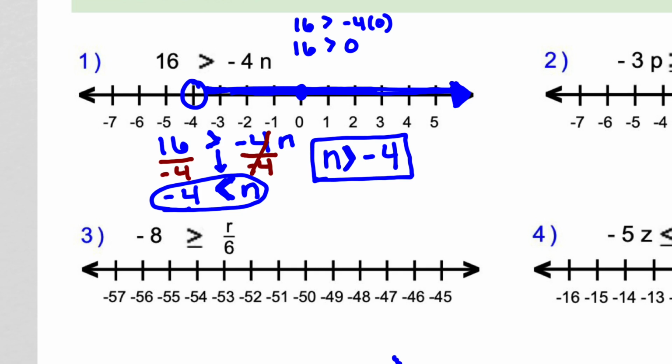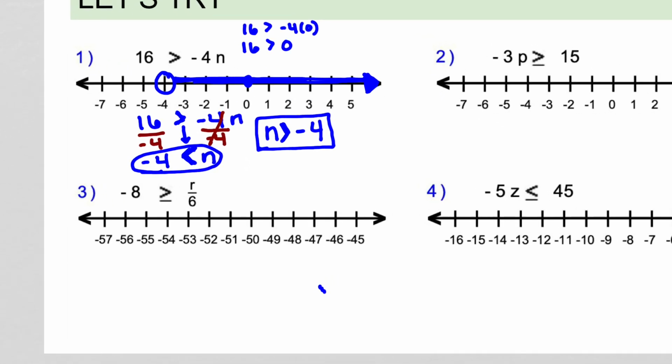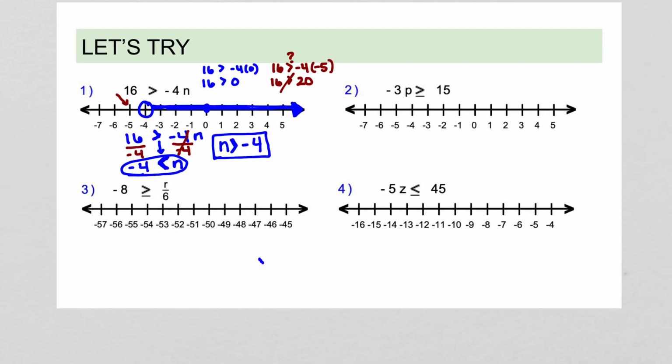But what if I had shaded wrong? What if I said, let's say, what if I picked this number right here? What if I picked negative 5? I'd have 16 is greater than negative 4 times negative 5. And I want to see, is that true? On the left side, I have 16. And on the right side, negative 4 times negative 5 is actually a positive 20. Is 16 greater than 20? It's not. So I know that this number that I was testing down here, this negative 5, is not true. So that just kind of proves to you that what I'm saying is legit. It works.